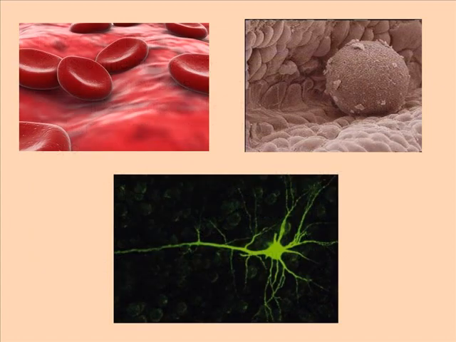Here are pictures of the cells I discussed on the previous slide. The top left would be a picture of what your red blood cells look like. The top right is a picture of an egg cell. And the bottom picture is a picture of a nerve cell that's been under a fluorescent light.